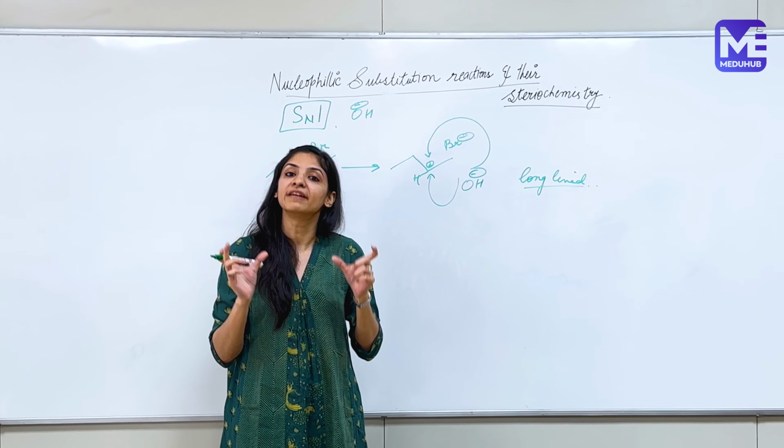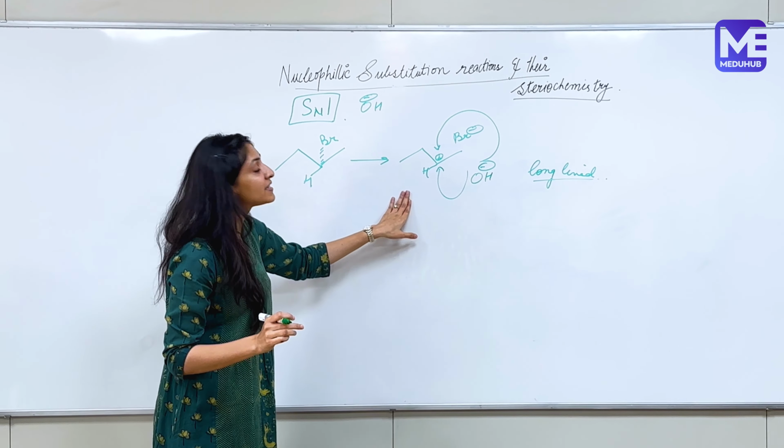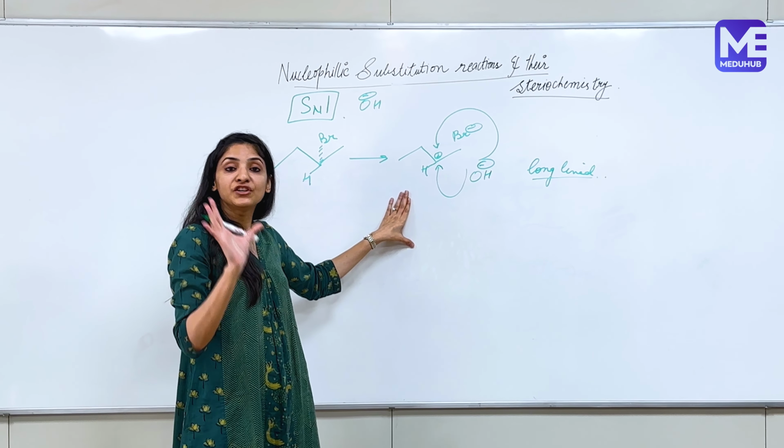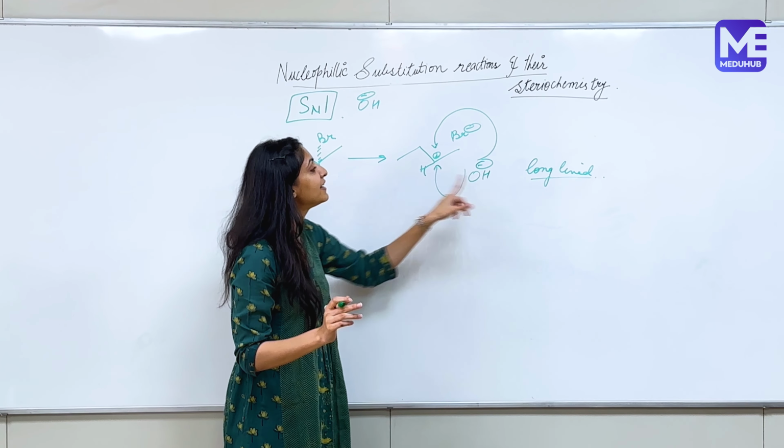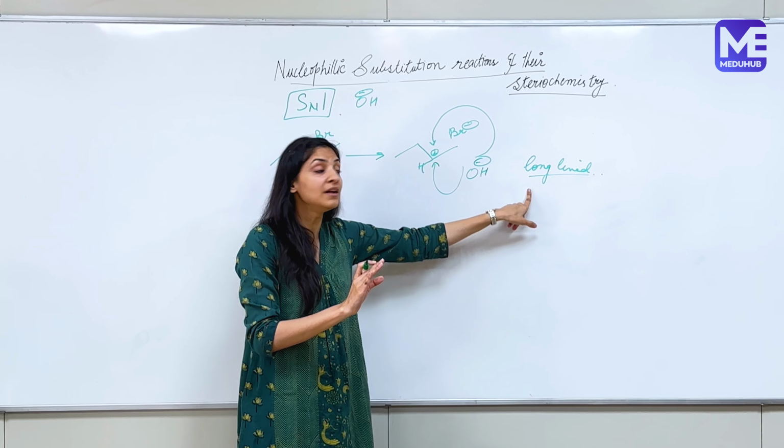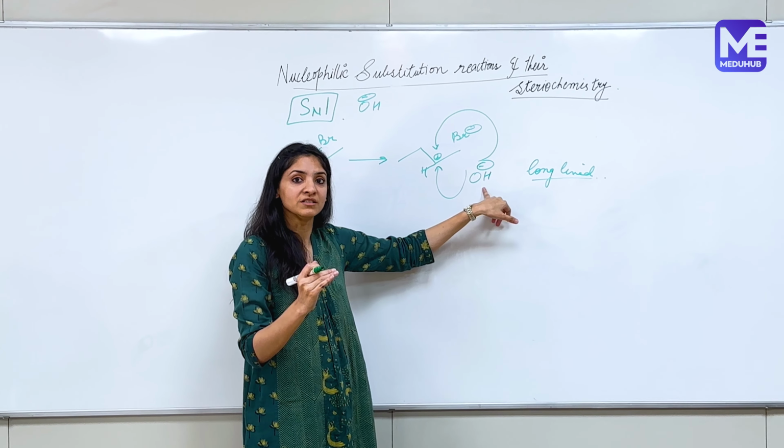This is called racemization. So racemization, or a 50-50 ratio, is obtained only when this carbocation is sufficiently long-lived, it is stable, and the nucleophile is present in a low concentration.